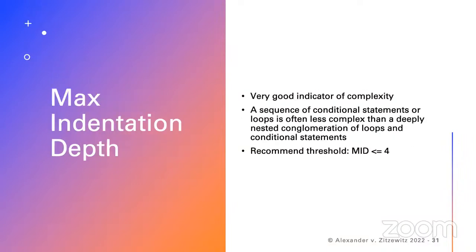Another good indicator of complexity would be max indentation depth. So how deep do you have to indent your code? If you have an indentation level of 5 or 6, probably your code is too complex and you want to do something about this. So it's another good alternative indicator of complexity. And I would say in my company, for example, we say that complex methods are the ones that either have a cyclomatic complexity of bigger than 15 or an indentation depth of greater than 4.